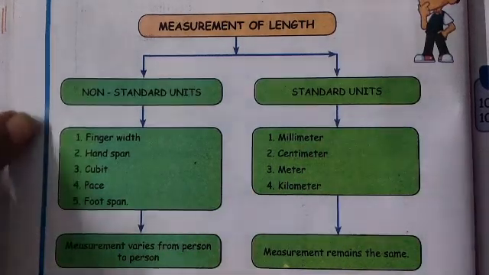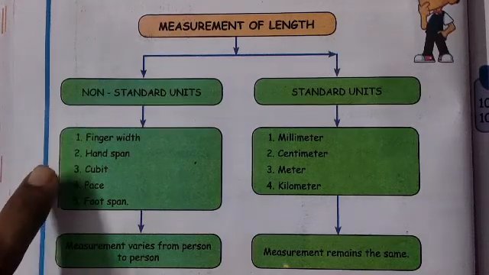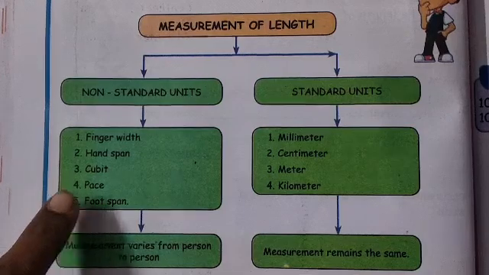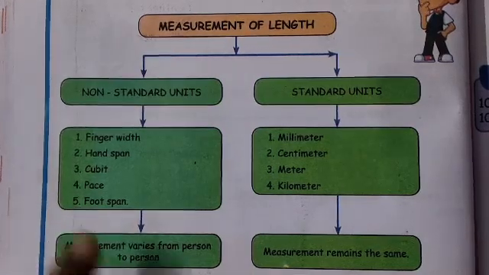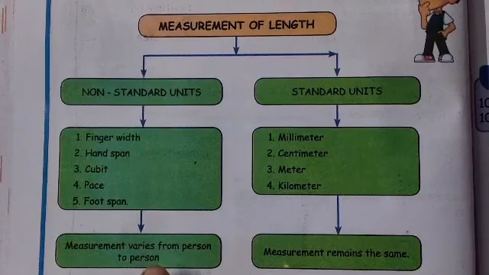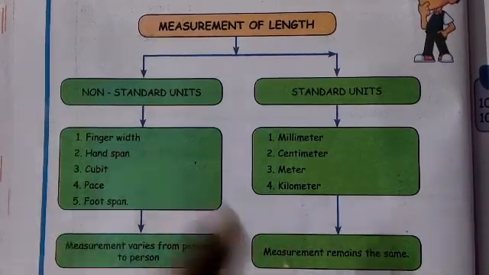Children, in the non-standard units I'll read one by one. First is finger width, second is hand span, third is cubit, fourth is pace, and fifth one is foot span. See, when you are measuring with these units, the measurement will vary from person to person.